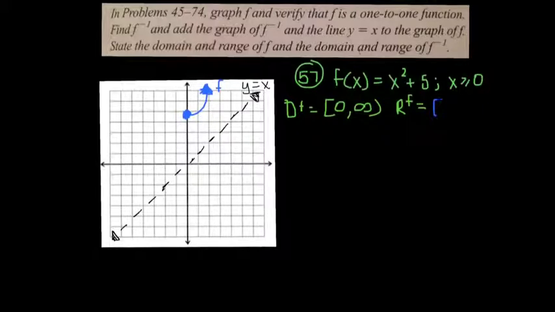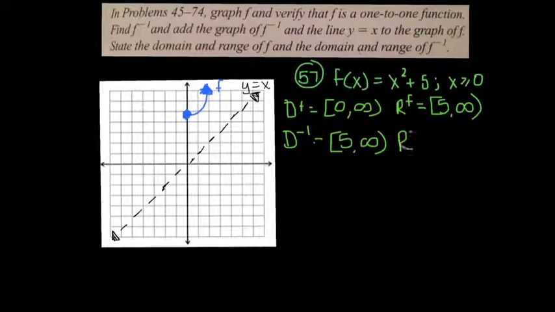Let's keep that in the green. So my range will be everything from 5 to infinity. Very quickly then, I know that the domain of the inverse is the same as the range of the original, so that will be 5 to infinity. And the range of the inverse is the same as the domain of the original, which is 0 to infinity.